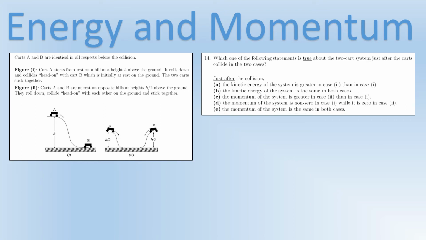Which one of the following statements is true just after the carts collide? So again, pause, have a think and select your answer. Alright, so the correct answer is D. The momentum of the system is non-zero in case 1, while it is 0 in case 2. The reason being, in case 2, the carts will have equal and opposite momentum, so they will cancel each other out, giving you 0, whereas in the one on the left, when A collides with B, they're going to move off together to the right and have some momentum.